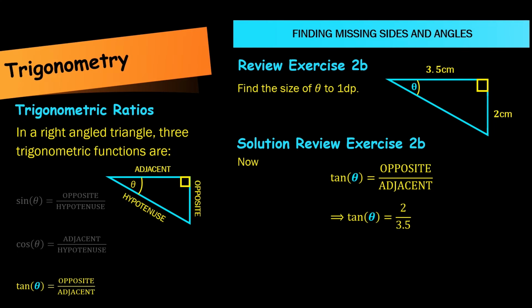And substituting in the values gives us tan theta equals opposite, which is 2, over the adjacent, which is 3.5. And therefore theta equals tan inverse of 2 divided by 3.5, which implies that theta equals 29.7 degrees.